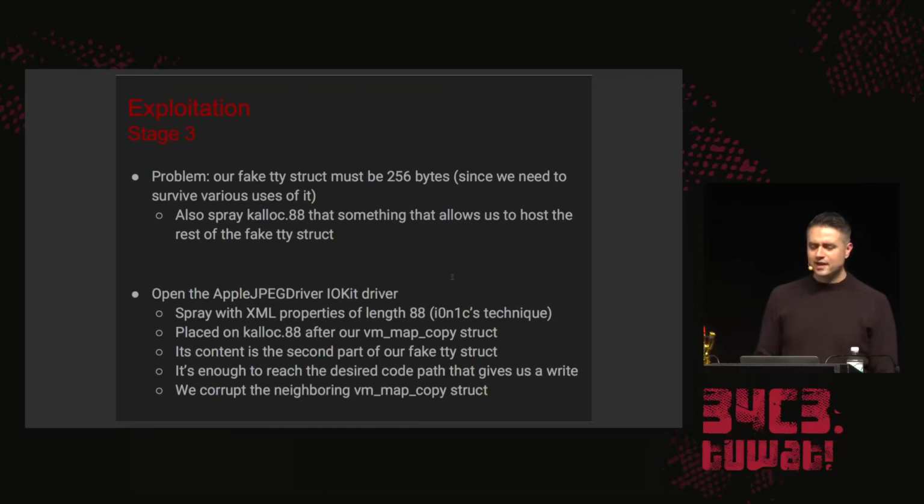So by reading Ionic's kernel heap exploitation slides, I realized that I could spray the heap with XML properties of length 88 from that Apple JPEG driver. And I could place, as a second controlled object after the VMAP copy struct, these XML properties, which are completely controlled in content, and I could host the second part of the TTY struct there. I mean, it's still not 256 bytes, but what it gives me is the ability to survive all the references to reach the write that I was interested in.